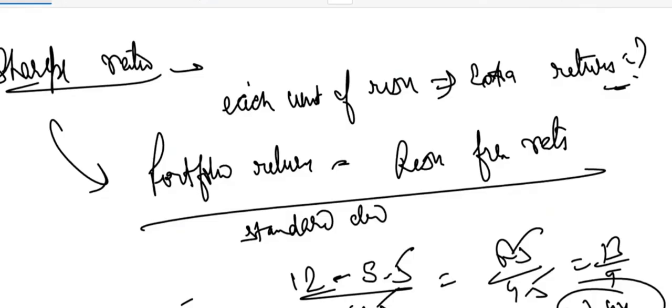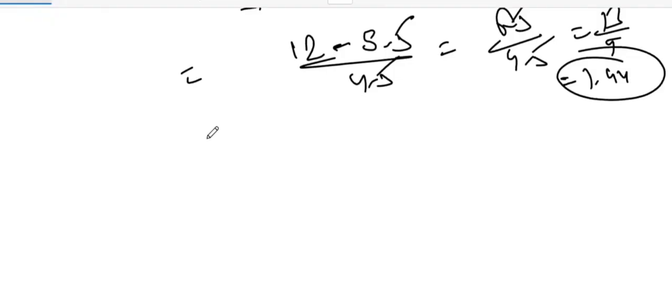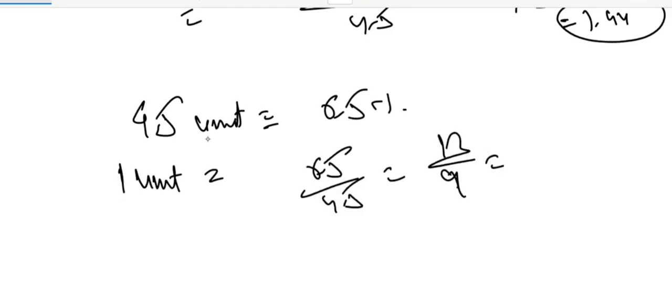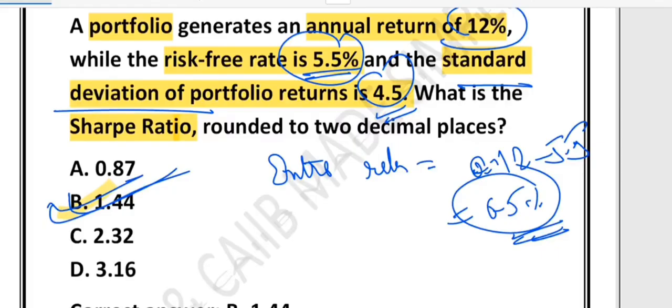Think about it like the unitary method. You know about the unitary method. For 4.5 units of risk that you are taking, it is generating 6.5% return. So for 1 unit of risk, how much return is being generated? Just divide. It will be nothing but 13 by 9, which is 1.44. That is the correct answer. So option B is the correct one. That is what Sharpe ratio tells you: reward per unit of risk. Just remember this keyword.